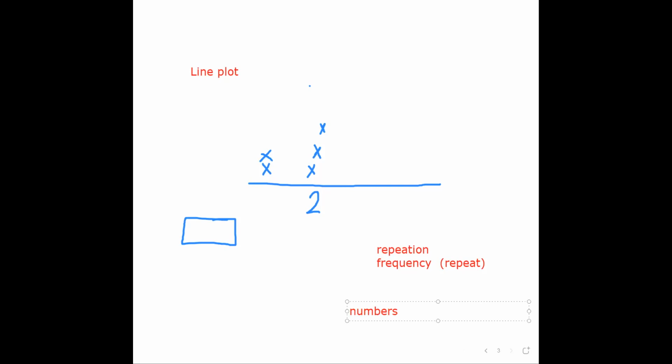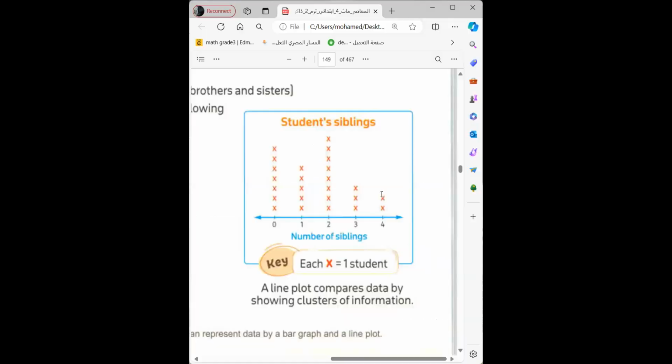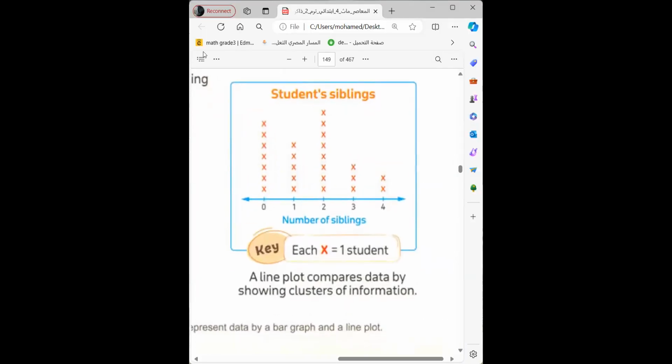Miss Alia, can you show us an example for a line plot? Of course. Look at this example for the line plot. It's about the students' siblings. I asked my students to tell me how many siblings they have. Look how many students told me they don't have anything. Oh, 1, 2, 3, 4, 5, 6, 7 students. And I said that X means one student only. So 7 students told me, no, Miss Alia, I don't have any siblings.